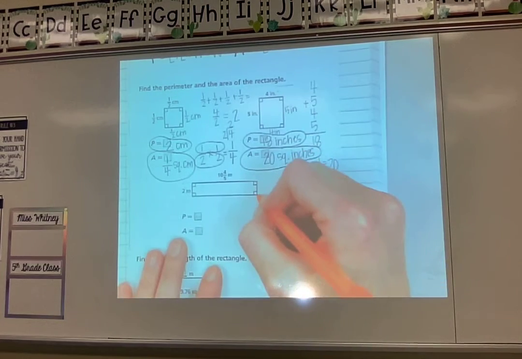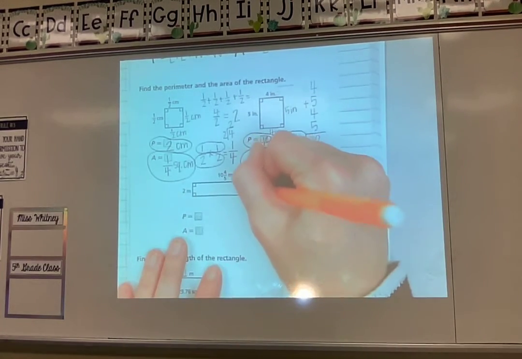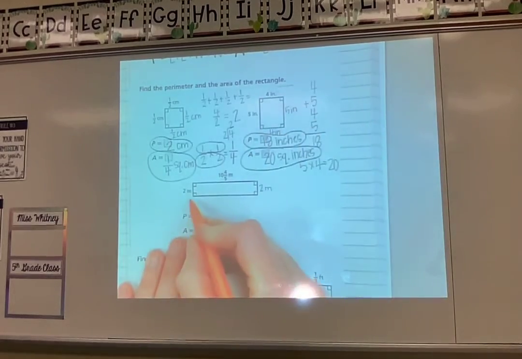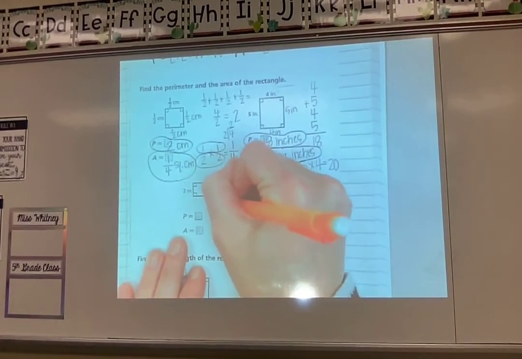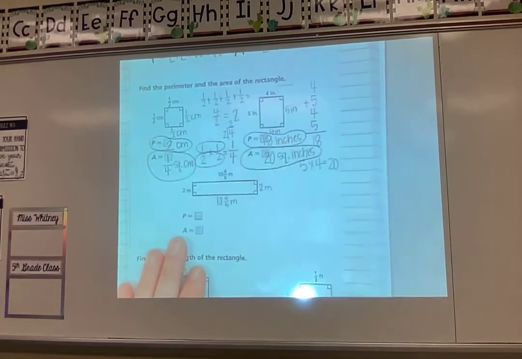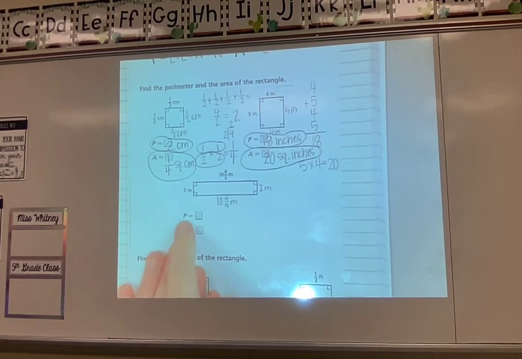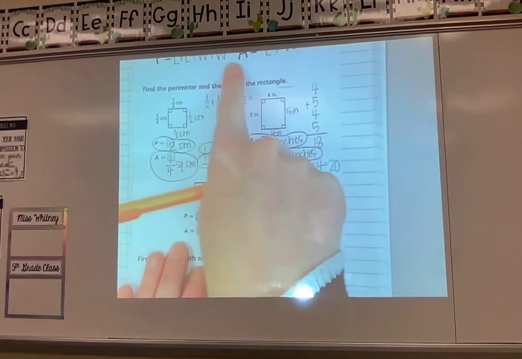First, I notice this side is blank. It would be 2 meters, the same as the other. And this long bottom piece is blank, so that would be 10 4/5, just like the other. Now that all of my sides have a label, let's go ahead and see what they want. First is perimeter, so add up all the sides.